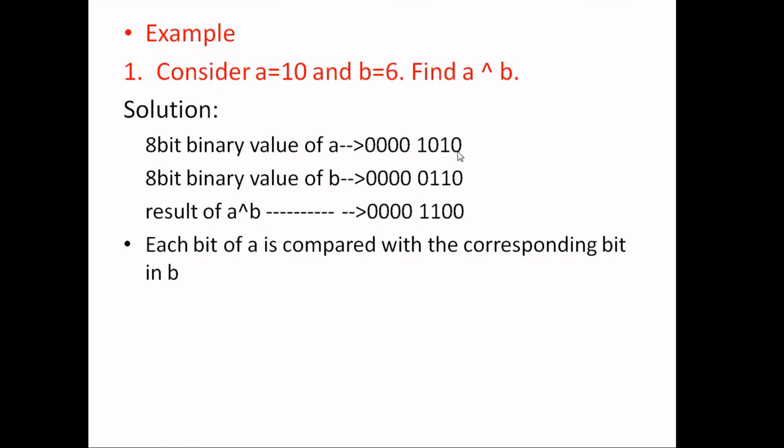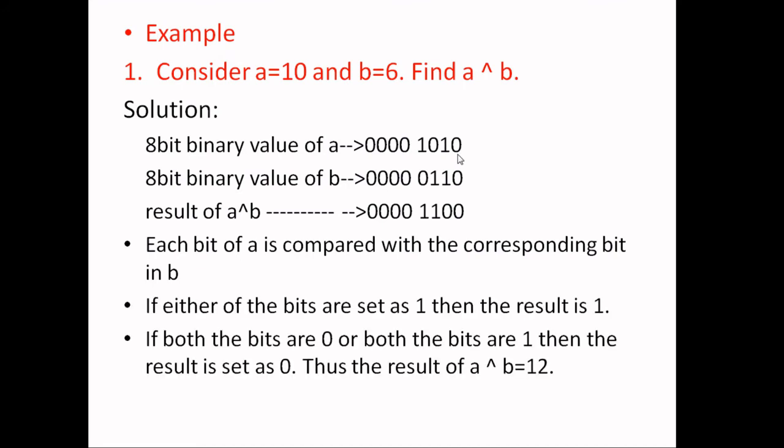If both the bits are 0, or both the bits are 1, then the result is set as 0. Thus the result of A XOR B will be 12. So the decimal equivalent of this binary number is 12.